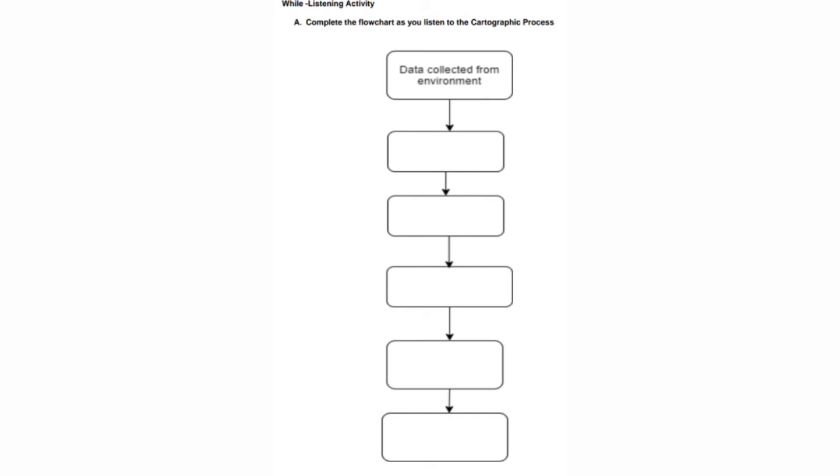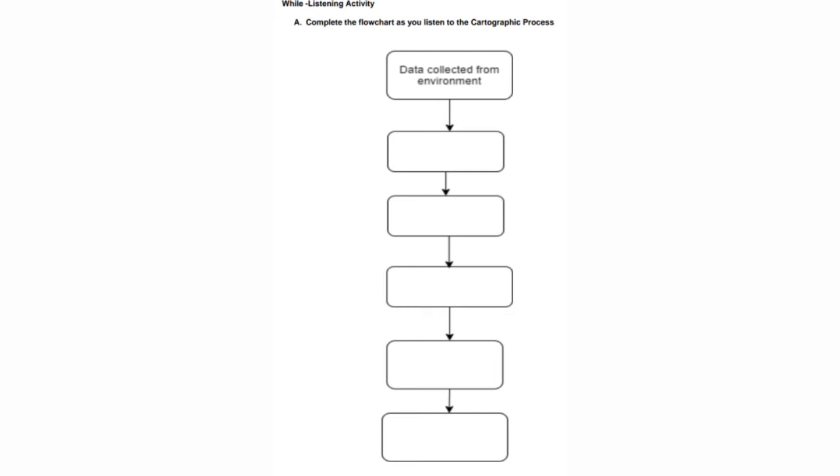First step was already given for you, that is data collected from environment, and the second one is detect pattern in the data collected and prepare the data for map creation. And the third one is use the data and attempt to signify it visually on a map. And the fourth one, applying generalization, symbolization and production methods that leads to a depiction.